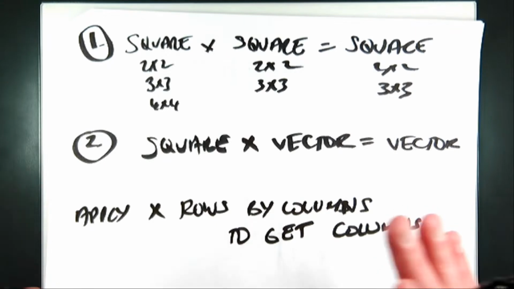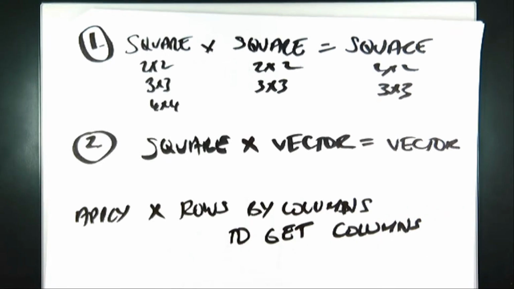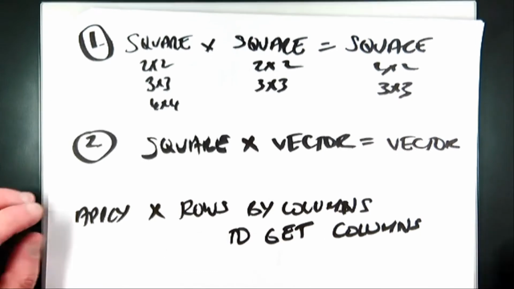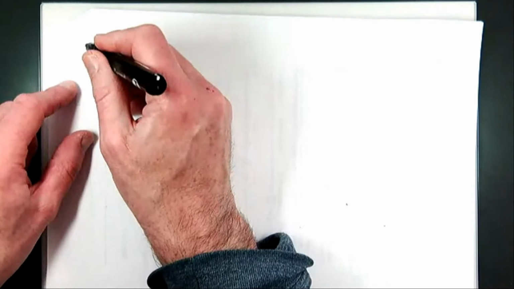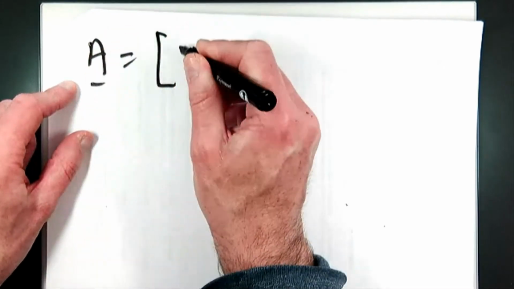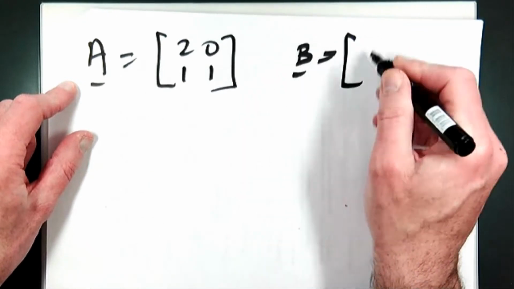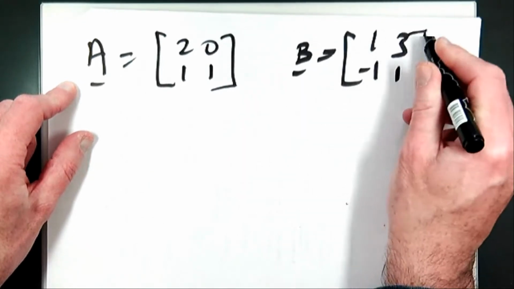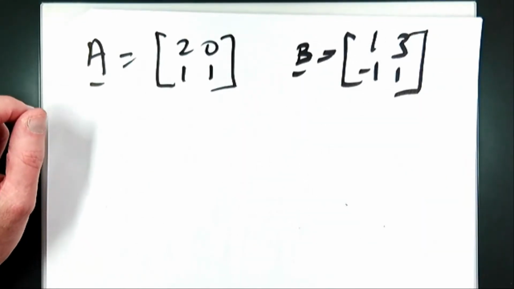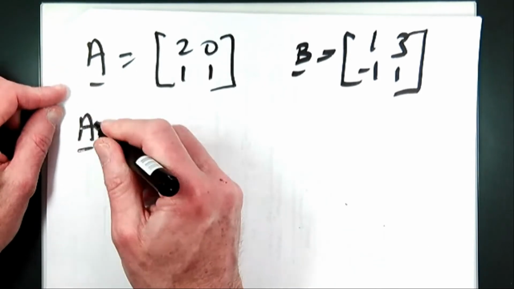So what I'm going to do first is some examples. Then, as I say, I'm going to stop, and you must practice this stuff. The first example is matrix A, let's call it 2, 0, 1, 1. Suppose we have a matrix B, which is 1, 3, minus 1, 1. We're going to multiply A by B.